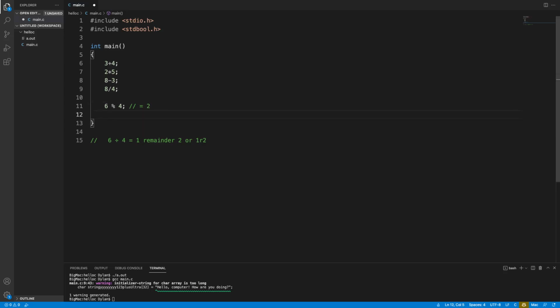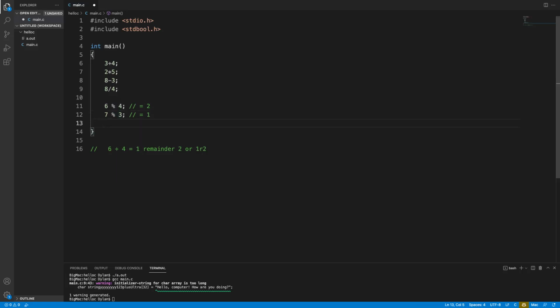What about this? You can try and work this out if you want. Ignore the dog in the background. I'm not quite sure whose dog that is. But so 7 % 3. I've just written it down. Well, it's 1 because 7 divided by 3 leaves 2 with 1 remainder.